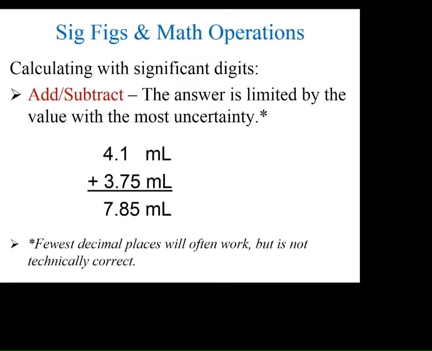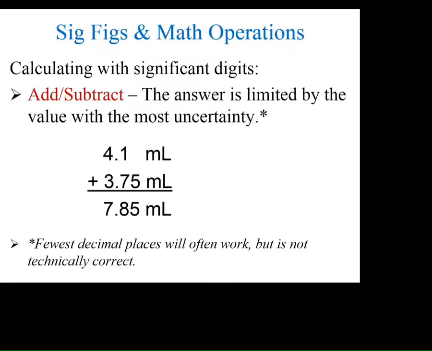Now one thing when you're adding and subtracting that's really nice to do is try to line up the places. So you notice here how I have the ones, the tenths, the hundredths lined up. That'll really help you when you're adding and subtracting. Okay, so again, it's not just sig figs. So it's not like, oh, 4.1 has 2 sig figs, 3.75 has 3 sig figs, 2 is the fewest, so it's 2. That's not how you do it when you're adding and subtracting.